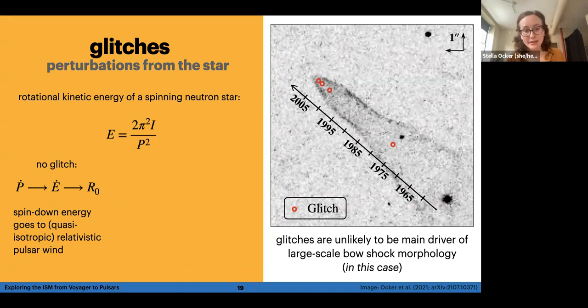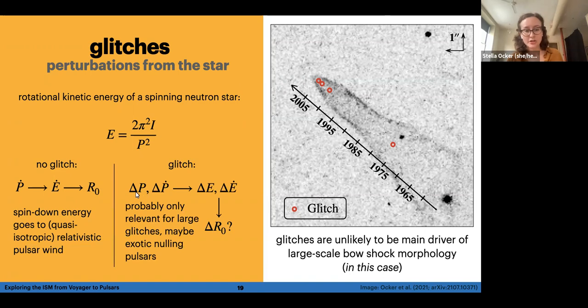Now, when you have a glitch, you have a change in the spin period, and you can also have a change in the spin period derivative. And so ostensibly what you have is a change in the spin energy and spin down energy of the pulsar. And presumably some of this energy, which is released during a glitch, could affect the standoff radius.